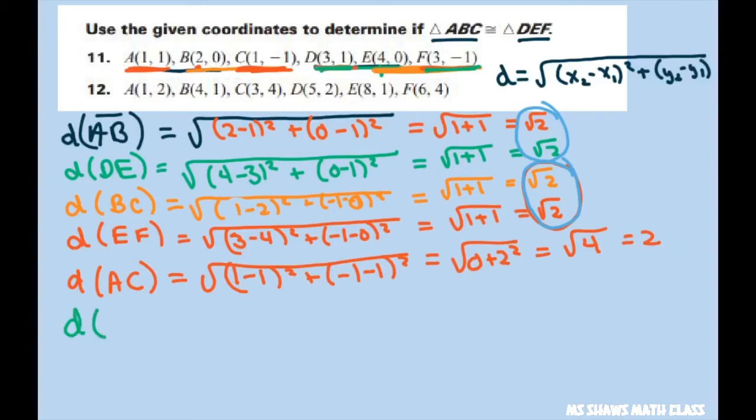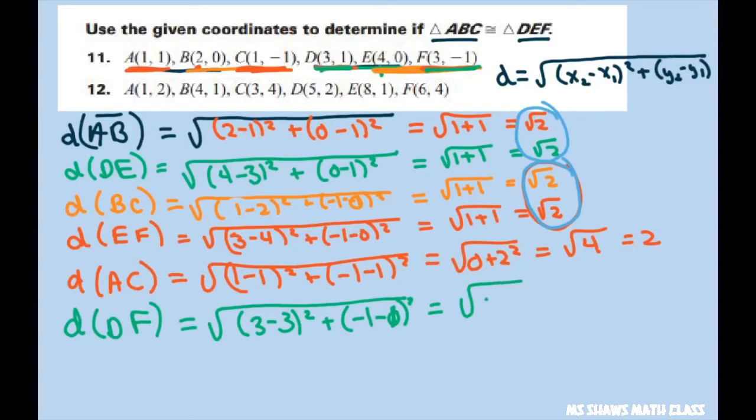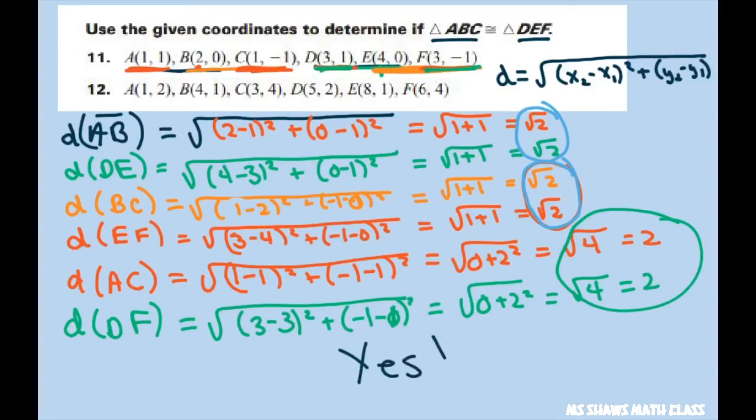So we do the distance of DF, and that's going to be 3 minus 3 squared plus negative 1 minus 0 squared. Negative 1 minus 1 squared. So that's going to be same thing. 0 plus 2 squared equals the square root of 4, which equals 2. And those two sides match. So this would be a yes, because all sides are the same, so it's congruent.